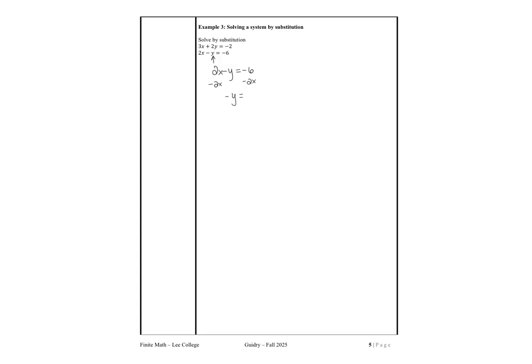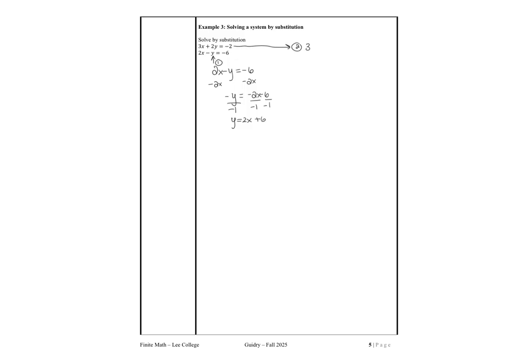Negative y equals negative 2x minus 6. And there's a negative 1 in front of my y. So to get y all by itself, I have to divide by negative 1. So y equals 2x plus 6. Now I'm going to take that and plug it into my other equations. So step 1 was to solve. Step 2 over here is to plug it in.